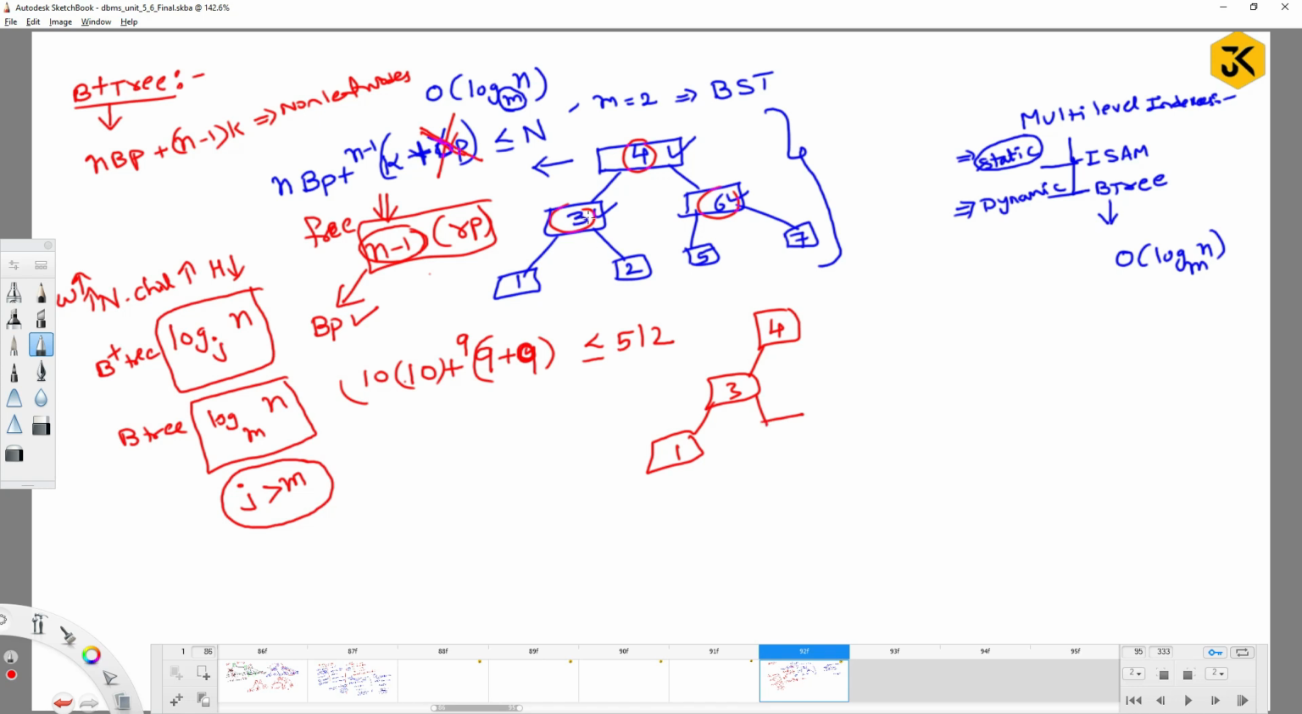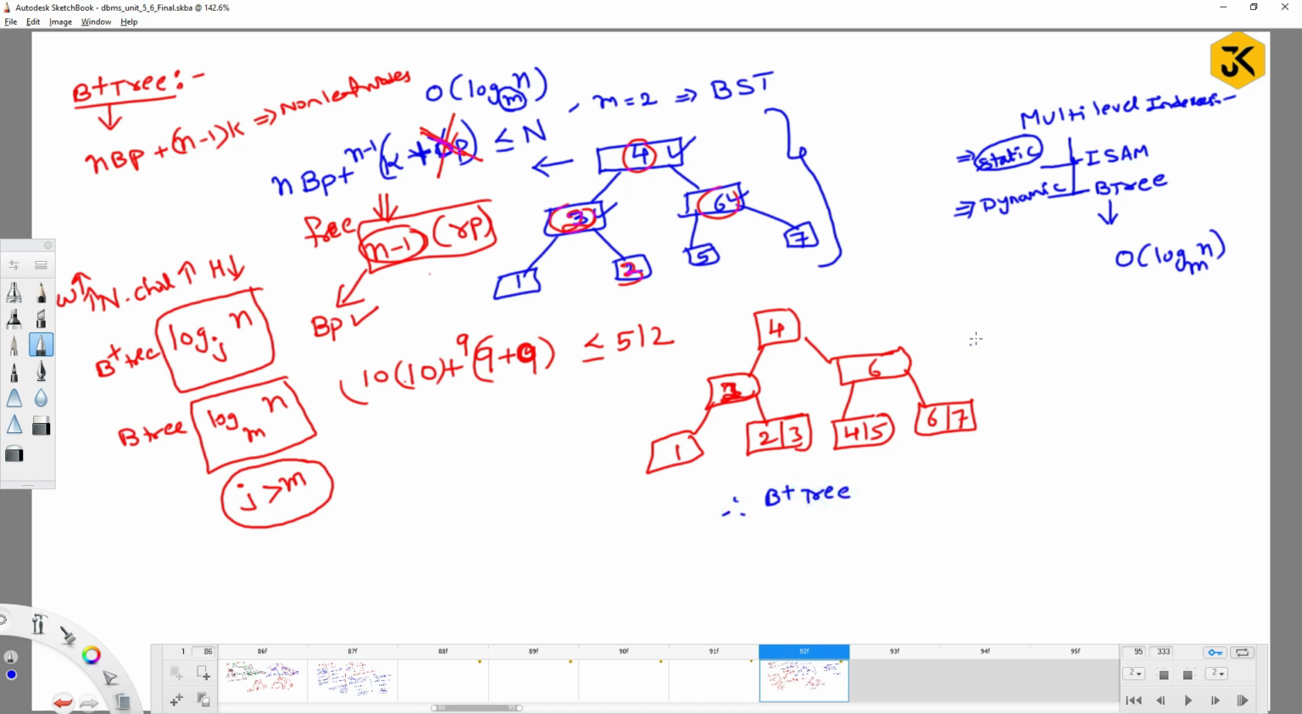I think this structure is wrong, right? So here it will be something like 2 and it will be 3. We can modify it. If I say it is 2, it is going to be 2 and 3 and 4 and 5, 6 and 7. Now this particular example will be the example for a b+tree.